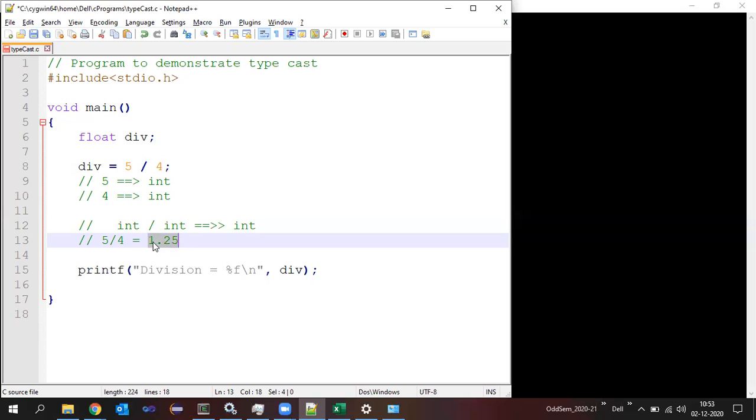So now here, if you look at 1.25, it has a whole number as well as a fractional part. Since it is instructed to the computer that you have to take only integer, what will the computer do? The computer will skip this 0.25 and it will store only one value. So 5 divided by 4 gives us a result of 1.